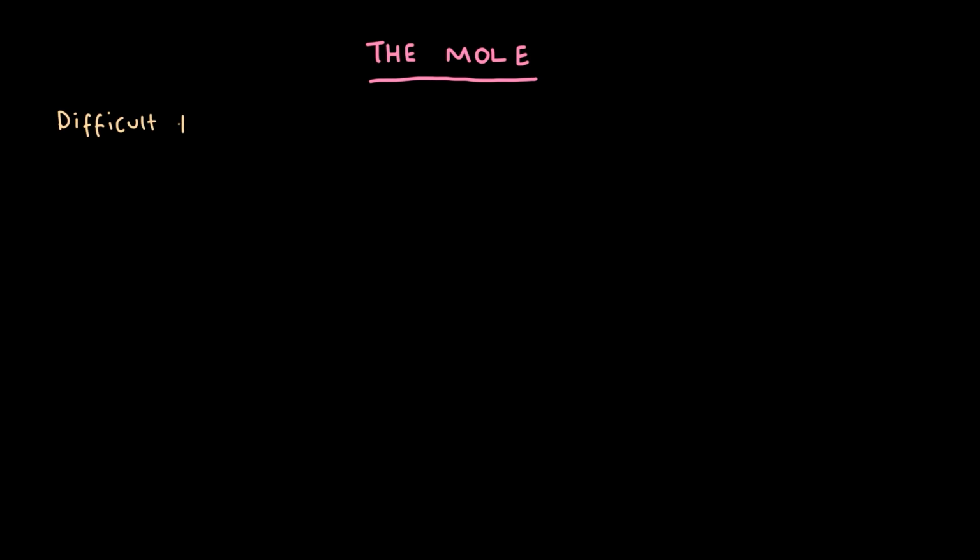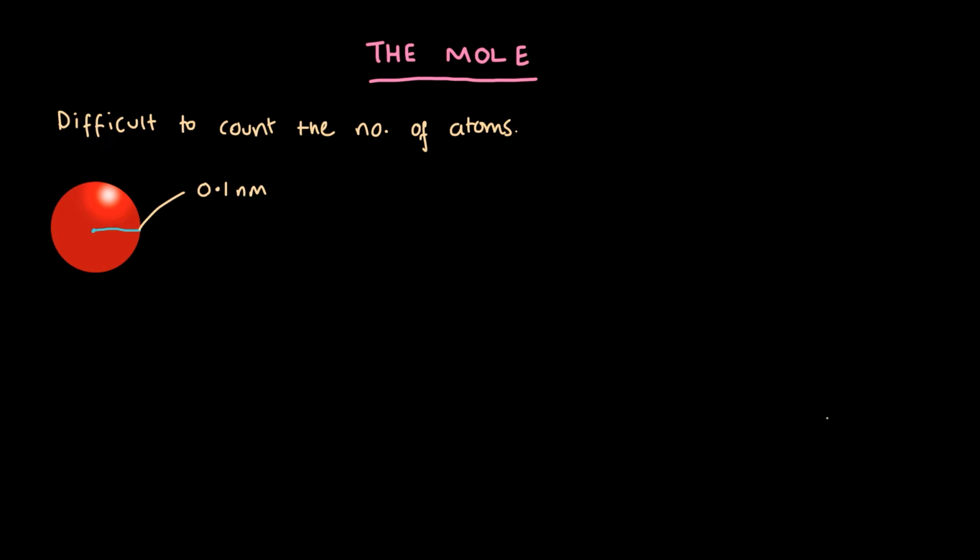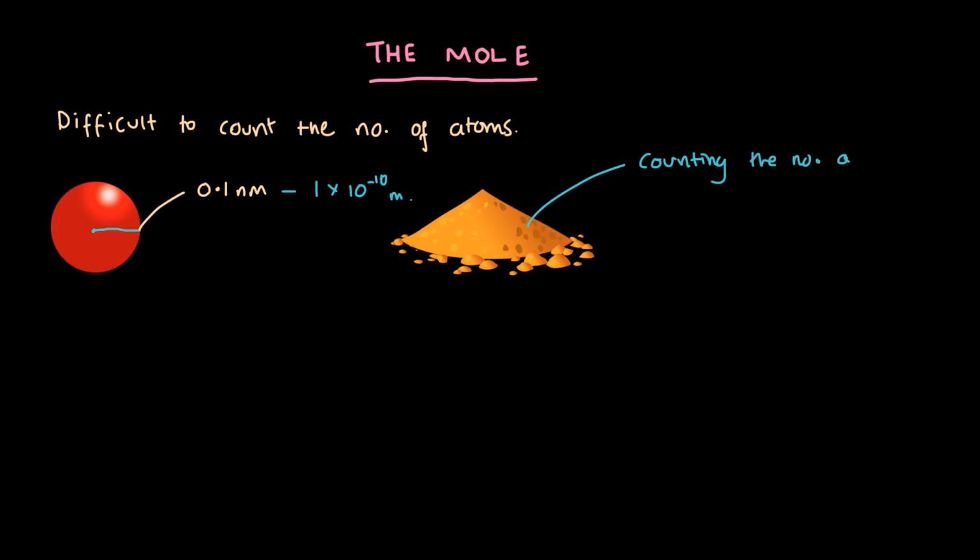It is incredibly difficult to count the number of atoms accurately because atoms have a radius of about 0.1 nanometers, which is basically 1 times 10 to the power of minus 10 meters. It's like counting the grains of sand in a sandcastle. So instead, chemists use something called the mole.